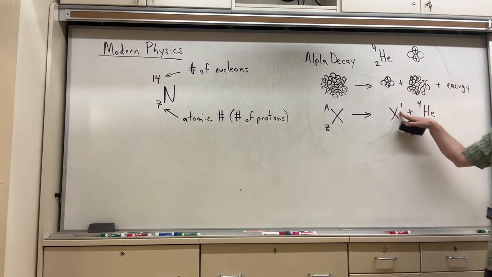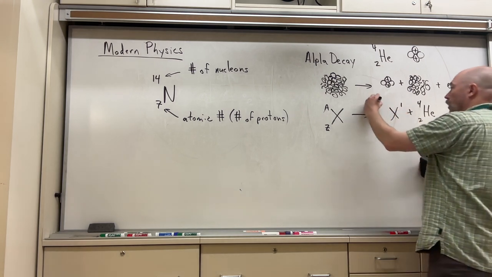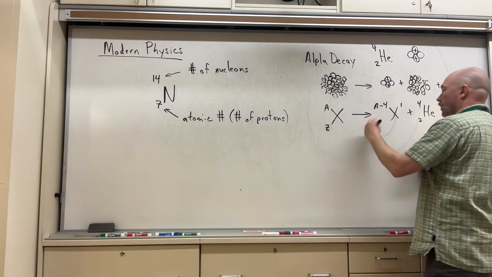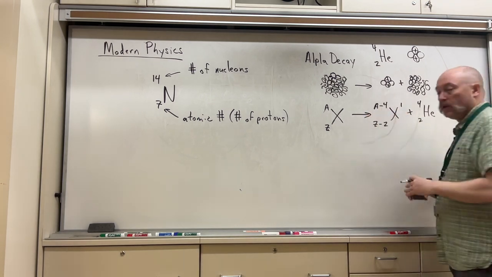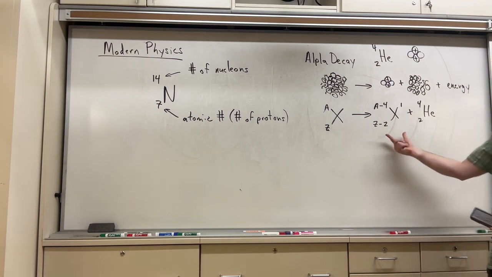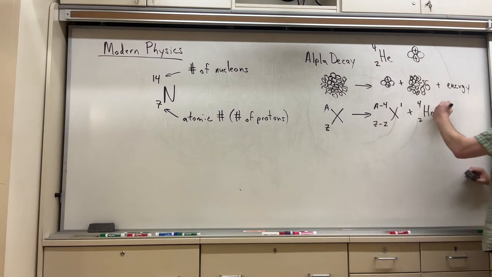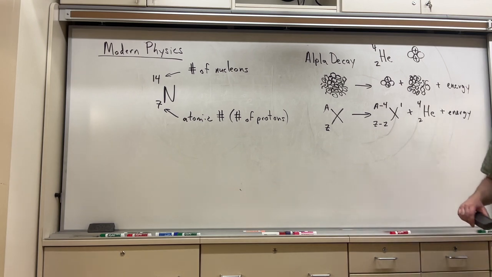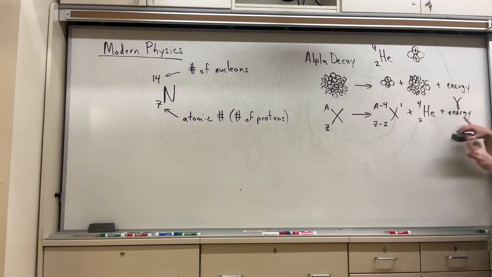This is my new element. It has to be A minus 4, and it has to be Z minus 2. So literally it decays into a new element plus this, plus some energy. And the energy is typically in the form of a neutrino. Sometimes you'll see it as a symbol like this.